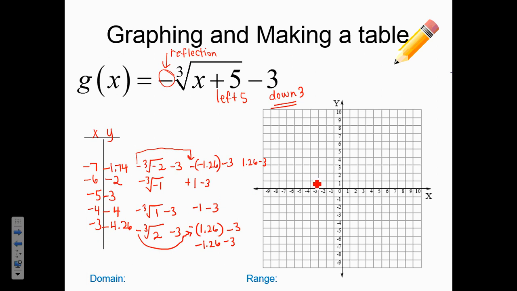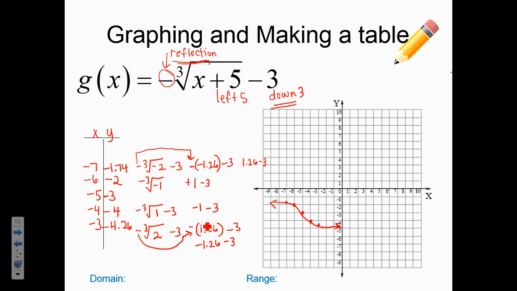So then we're going to plot those. Remember, when we plot them, we need to get that nice S shape. So negative 7, negative 1.74; negative 6, negative 2; negative 5, negative 3; negative 4, negative 4; and negative 3, negative 4.26. This looks like my S is going in the opposite direction. Kind of looks like a backwards S now. And that should happen because we had a reflection.